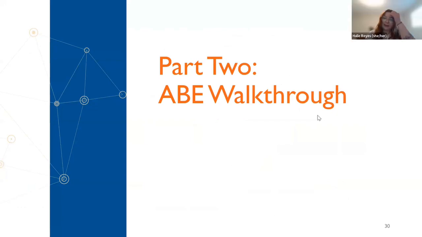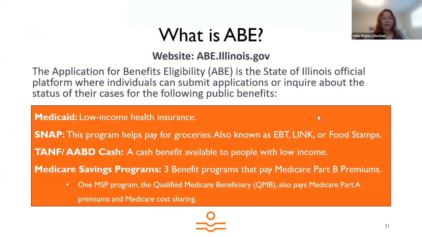All right, so now we're moving on to the ABE walkthrough. So ABE is the website that you would apply for these benefits at. So that is abe.illinois.gov. ABE is short for the Application for Benefits Eligibility, and this is the state of Illinois website where you can submit these applications and also check the status of the cases for their public benefits.